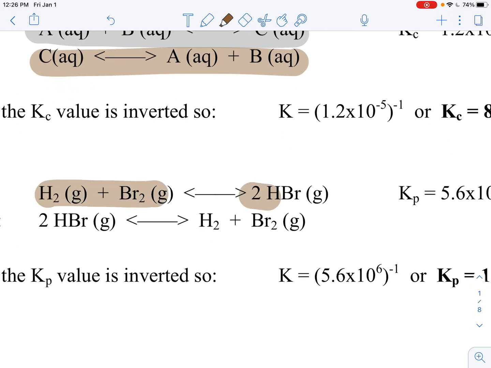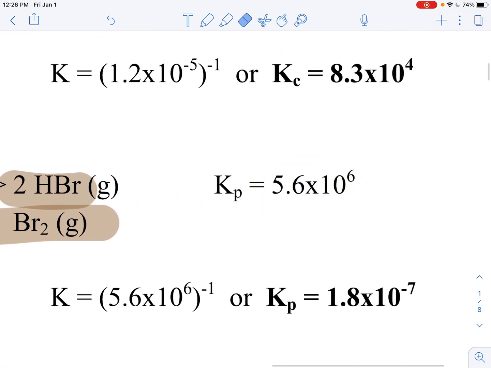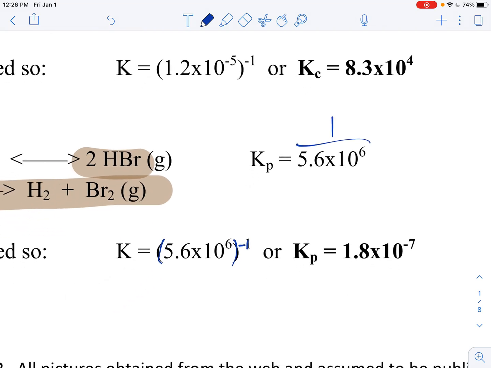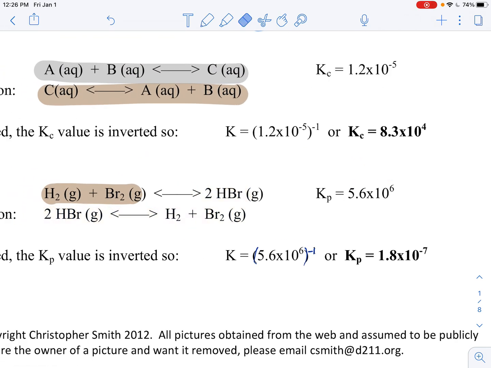So check this guy out. For this one, you've got hydrogen and bromine on the left and hydrogen bromide on the right, and your Kp is 5.6 times 10 to the 6th here. If you instead flip it, so all I have done is taken this equation and reversed it, again, I do not take the negative of it. What I instead do is take the inverse of this. I take 1 divided by 5.6 times 10 to the 6th, or 5.6 times 10 to the 6th to the negative 1, and plug that into your calculator, and you get a value of 1.8 times 10 to the negative 7th.